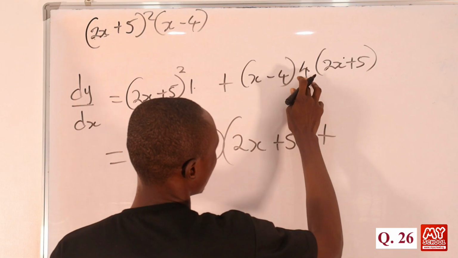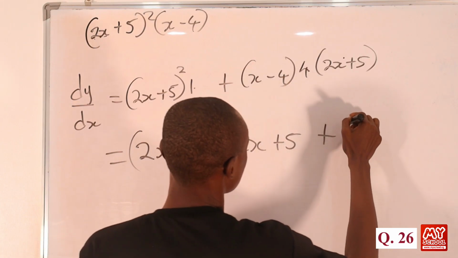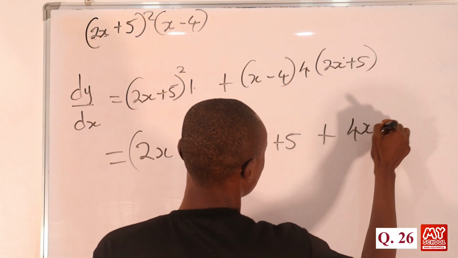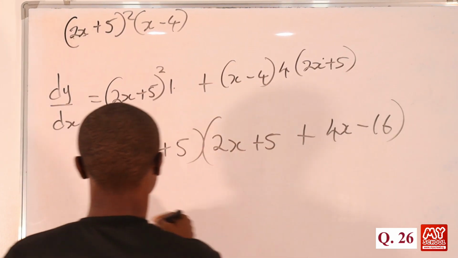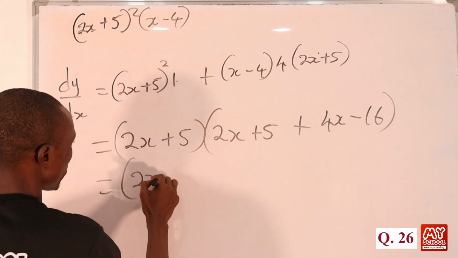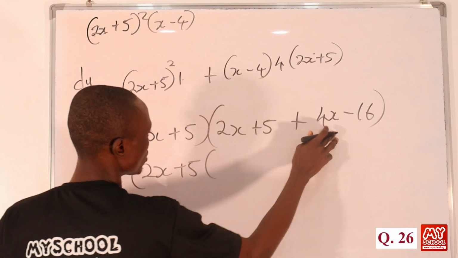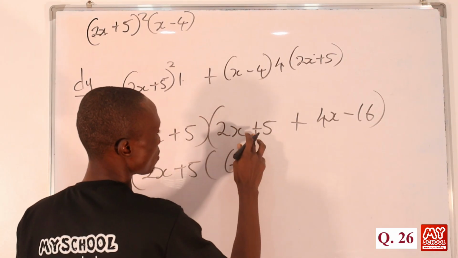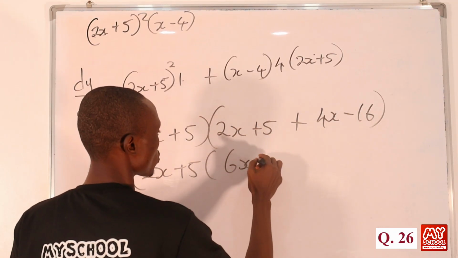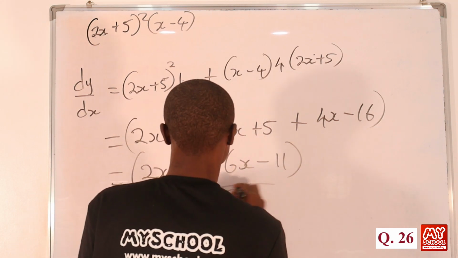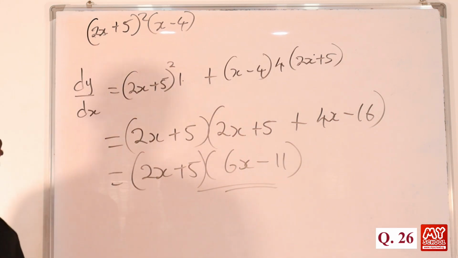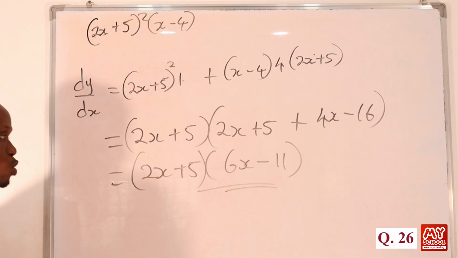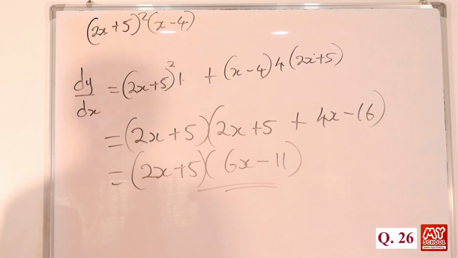Then plus, so let's multiply this. This will give us 4x minus 16, so this will be equal to 2x + 5. If we tidy this up, we're having 6x plus 5 minus 16, which equals minus 11. So if we differentiate (2x + 5)² (x - 4), this will be the answer: (2x + 5)(6x - 11).